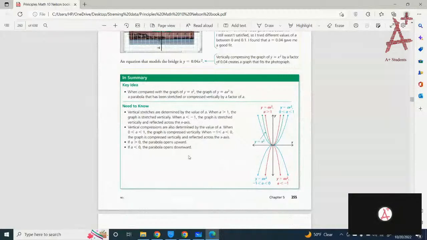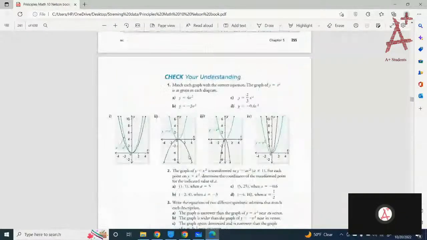If a is greater than 0, the parabola opens upward. If a is less than 0, the parabola opens downward. These are the important points from the topic. Let's start with an example, then it will be more clear. Okay, let's start with checking your understanding.